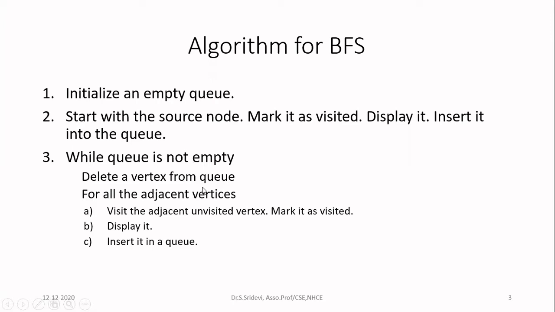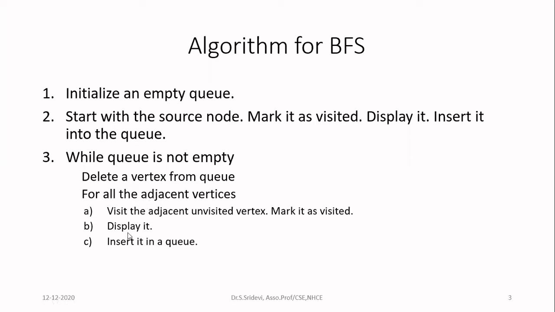The moment you delete the vertex from the queue, you have to explore that vertex. What is the meaning of exploring that vertex? For all the adjacent vertices of the vertex you have deleted from the queue, you have to first check whether that adjacent vertex has been visited or not. If it is not visited, you have to go and visit that particular vertex. Then once you visit it, you mark it as visited. After that, display it. Then you have to insert that node into the queue.